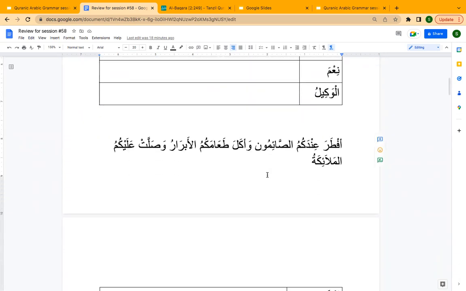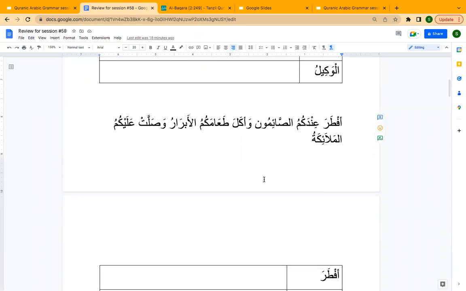So since Ramadan is around the corner, alhamdulillah, we are approaching it really quickly, I thought that we should go over the i'rab of this dua. Okay. Aftara. What do you think about aftara?